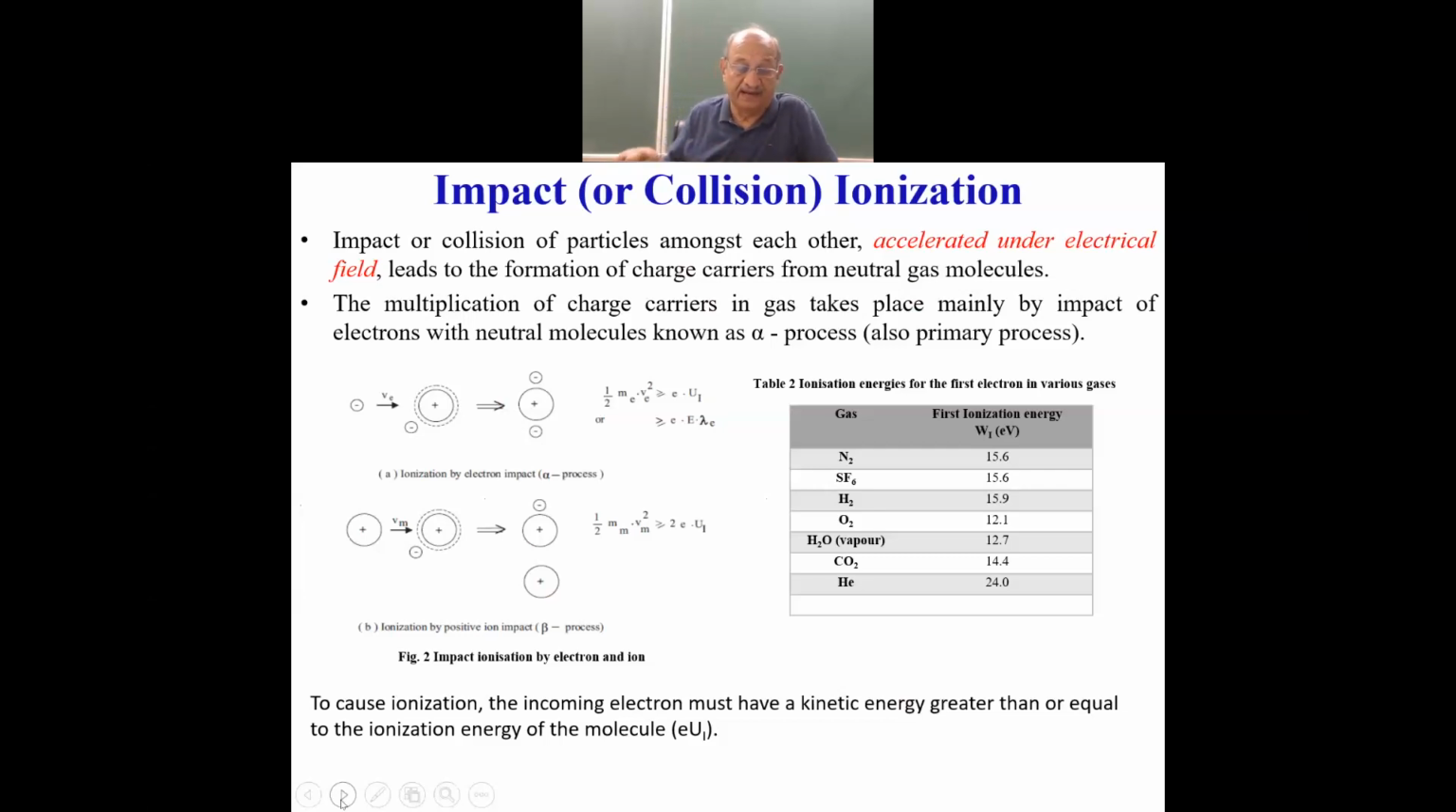As you can see, an electron moving towards a neutral molecule ejects another electron. So in the orbit of the molecule there are two electrons, and the energy is given with this equation, where U capital I is the voltage required for ionization. To begin with, at this voltage, the ionization process would begin.